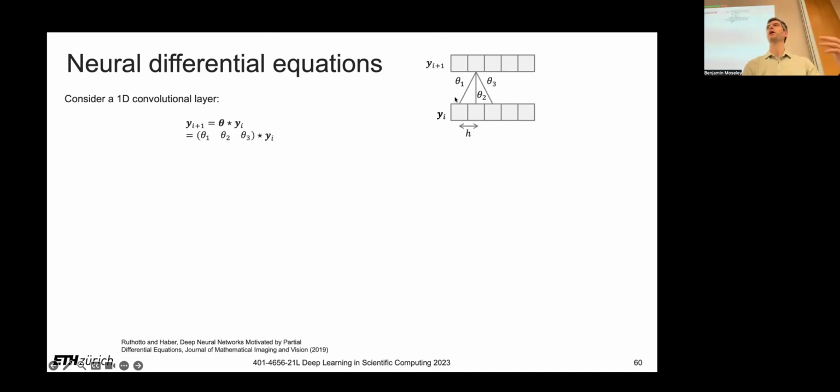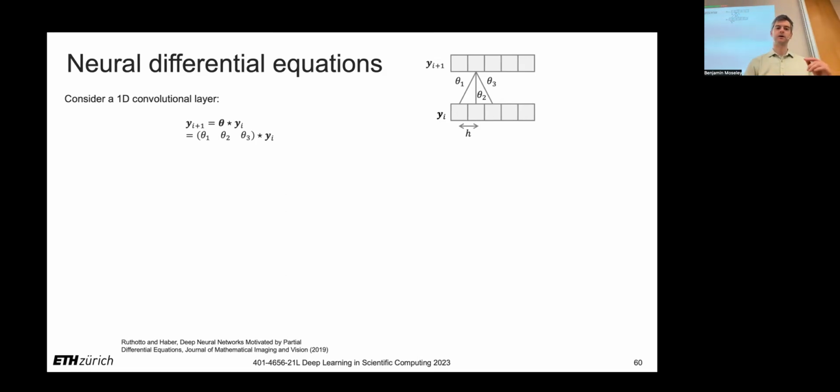So how does the convolution work? Let's just remind ourselves. To evaluate the value of y_(i+1), the next state of the output of the convolutional layer, we do a convolution of the weight vector with the input. We take theta 1 times this value of y_i, theta 2 times this value, theta 3 times this value, then we sum them together and we get the output of this vector. Okay, so a basic convolutional layer.